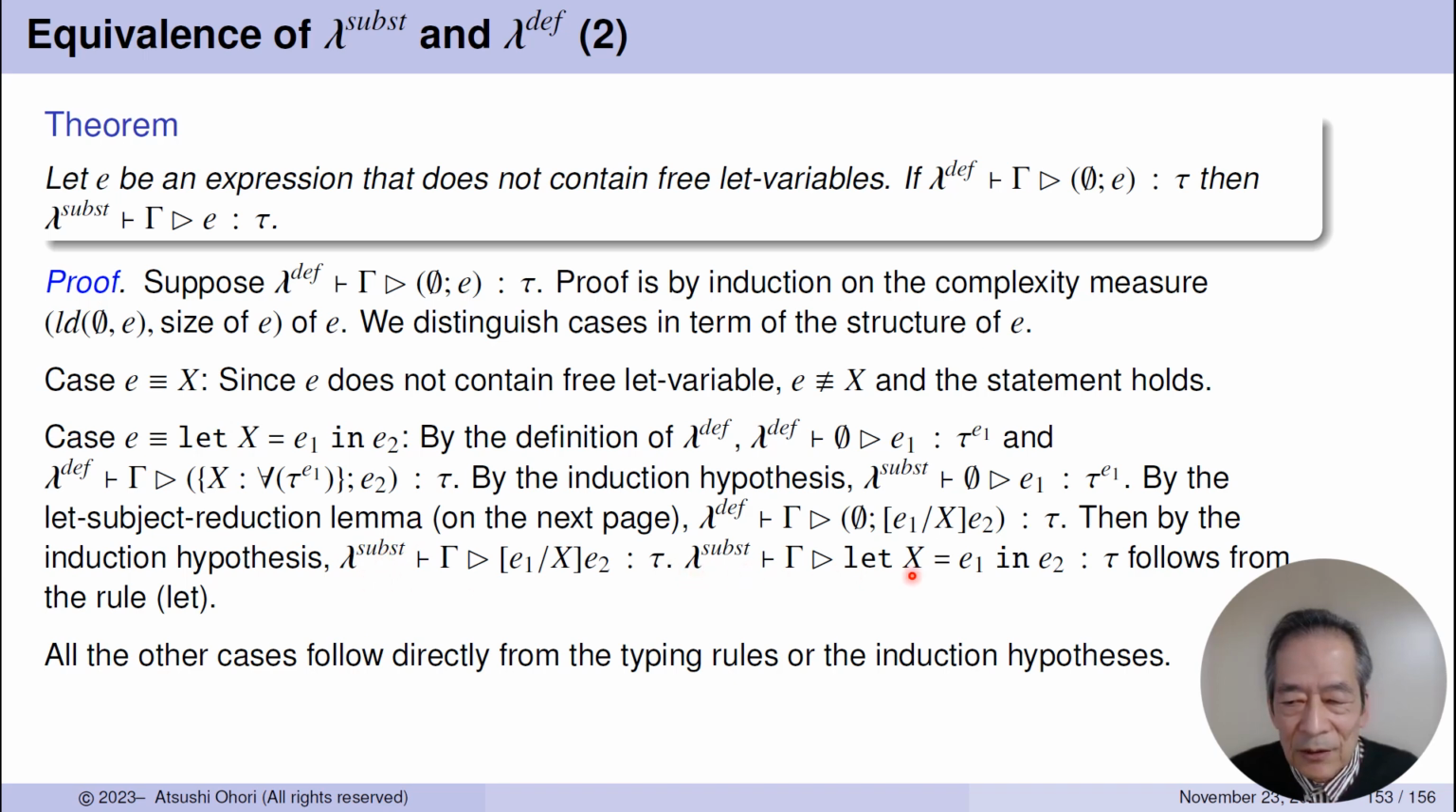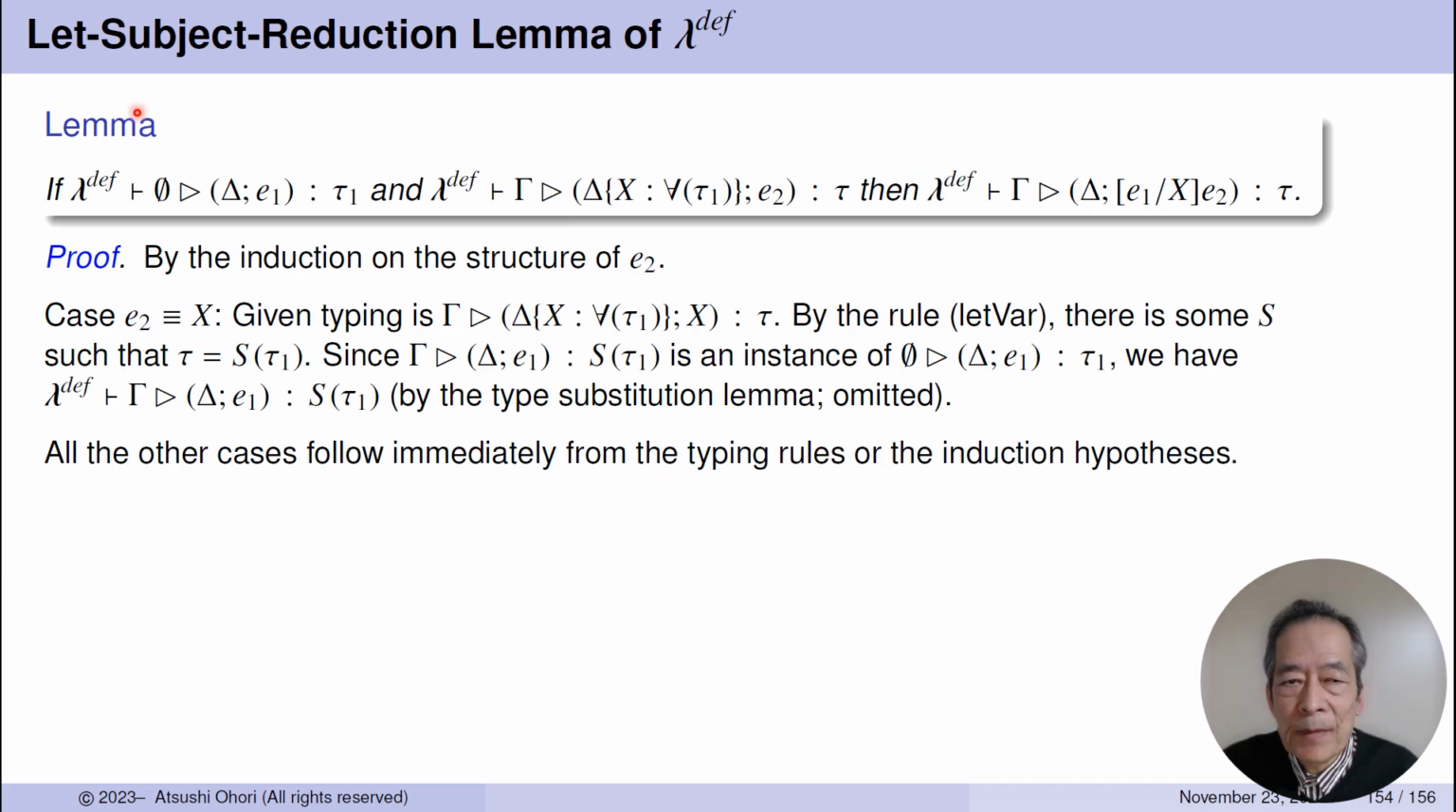So the desired conclusion follows from the rule let, right? The only missing piece is this let subject reduction lemma. The final piece is this lemma, the let subject reduction lemma of lambda-def. The lemma states the following: if this term and this term is derivable, then this term is also derivable.